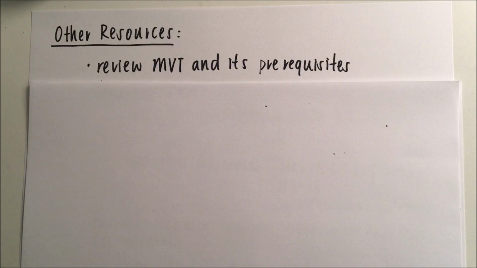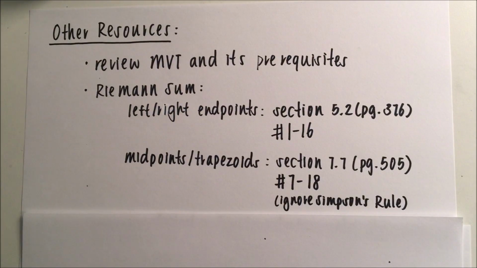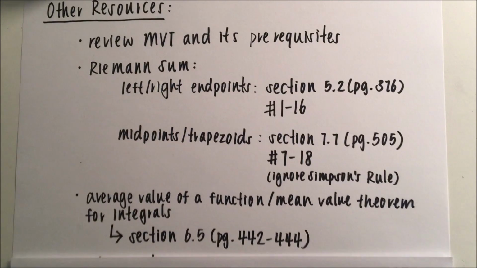Here are some other resources and recommendations. For the mean value theorem, I would recommend just reviewing the needed conditions of a theorem and its conclusion. For more practice on Riemann sum using left and right endpoints, you can go to section 5.2 in the textbook and look through problems number 1 through 16. For midpoint and trapezoids, look at section 7.7 problems 7 through 18 while ignoring Simpson's rule. For review on the average value of a function or the mean value theorem for integrals and its meaning, look at section 6.5, pages 442 to 444.